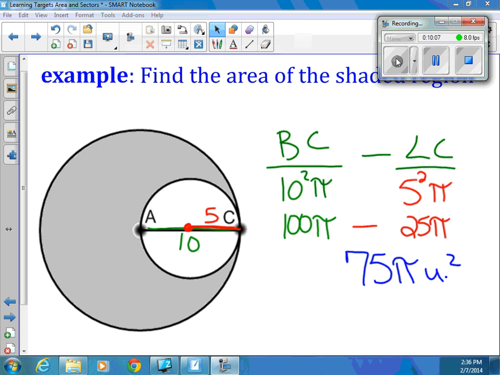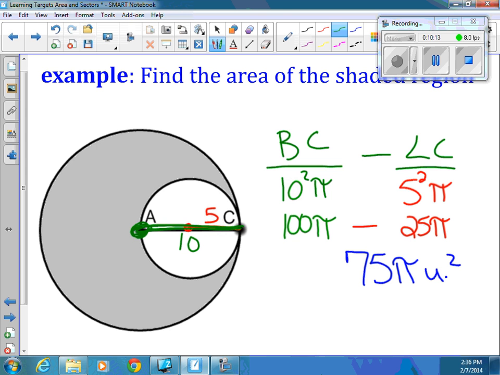All right, take a look. So the area of the big circle is 100 pi, okay, because my distance from A to C is my radius, because this is the center. So it's 10 squared, which is 100 times pi. Now the little circle, guys, if you notice, the radius of the big circle is the diameter of the little circle. It goes from one end to one end. So to find the radius, I have to cut that in half, and it's 5. So the little circle is 5 squared pi, which is 25 pi. And then I subtract the 2, and my area of the shaded region is 75 pi units squared.